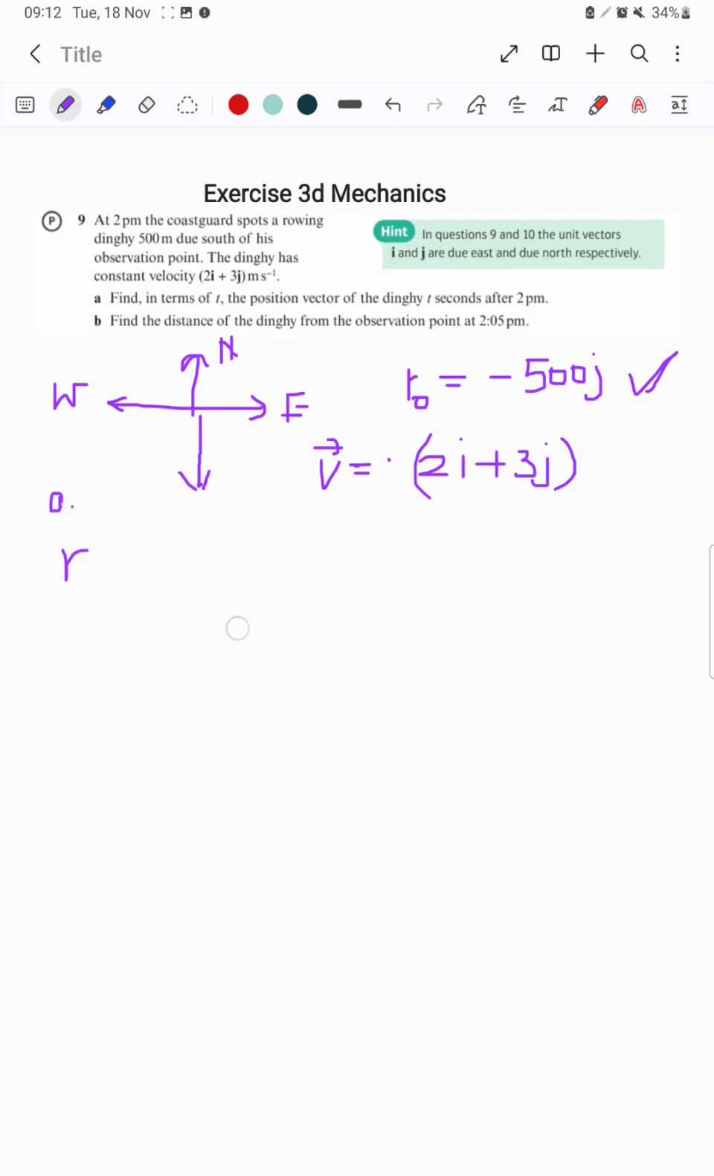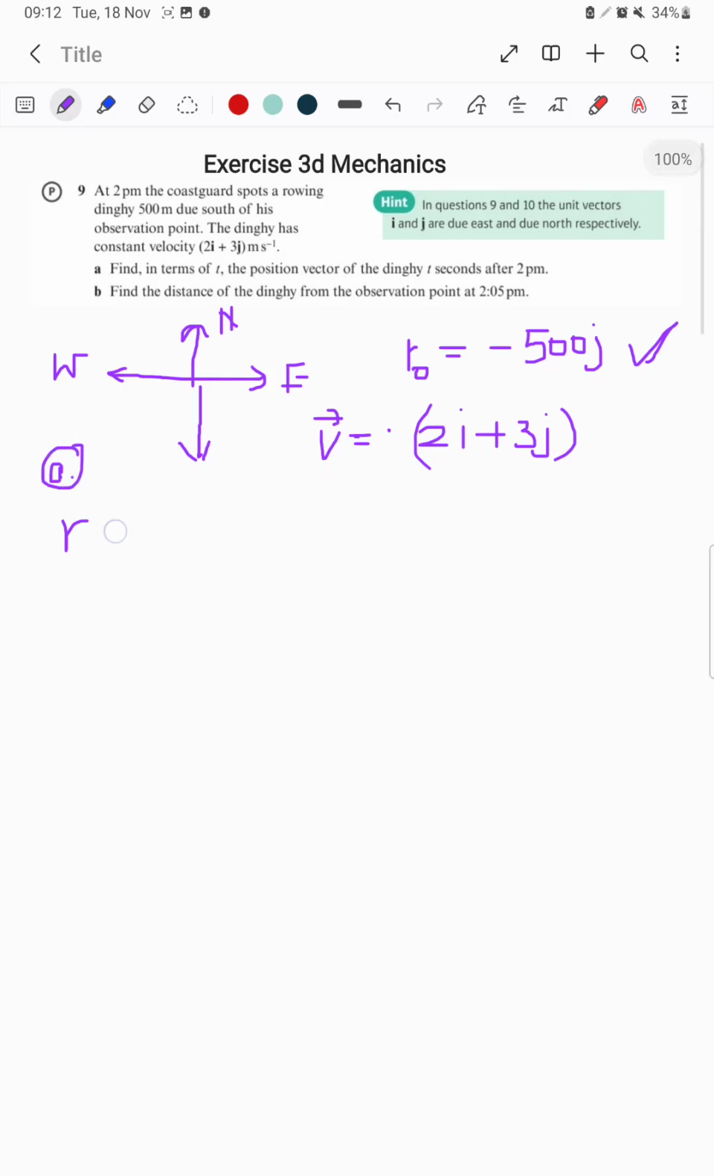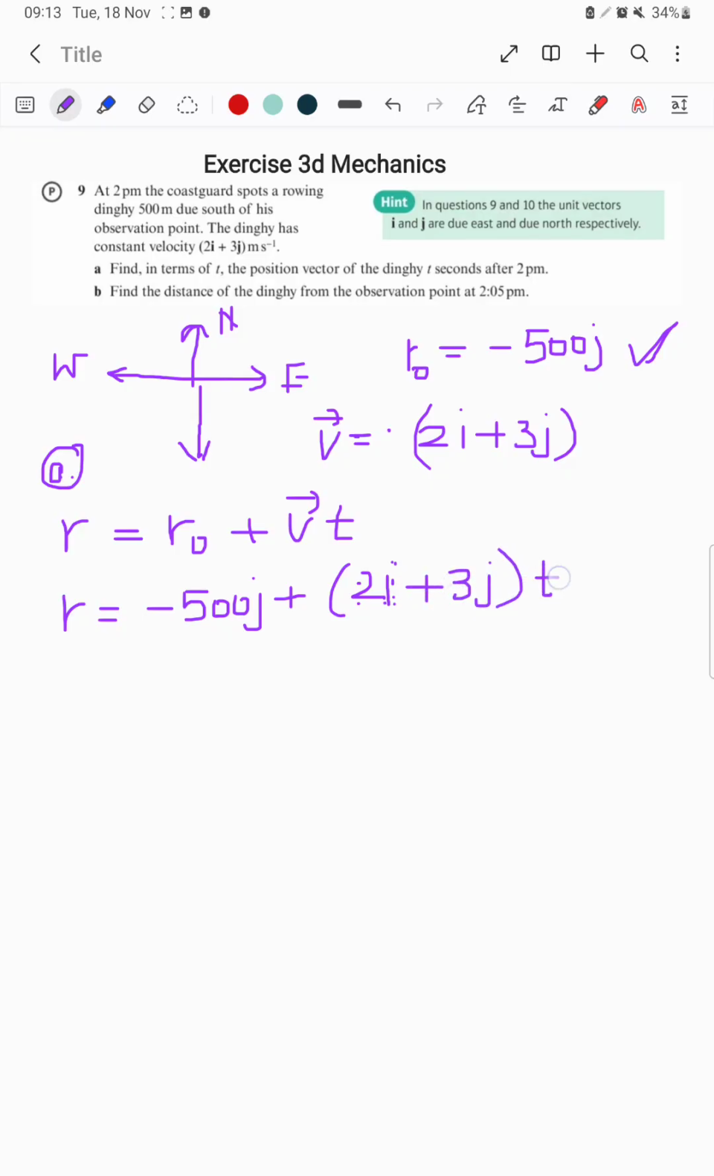Let's say this is r naught, and r is given in the form of r naught plus the constant velocity v times t. So r is equal to minus 500j plus (2i plus 3j) times t. You can leave it like this, or you can write it like 2ti plus (3t minus 500)j. So this is the position vector after time t.